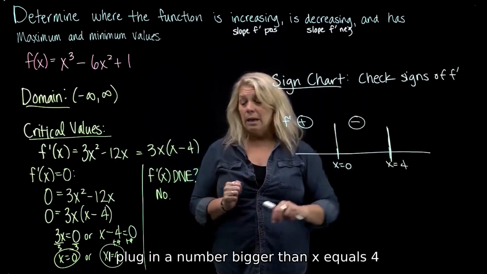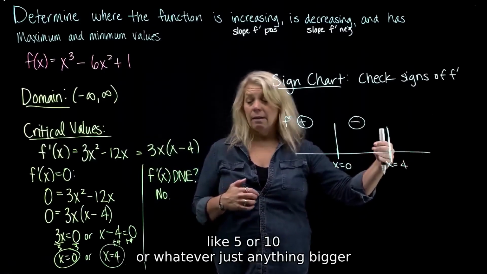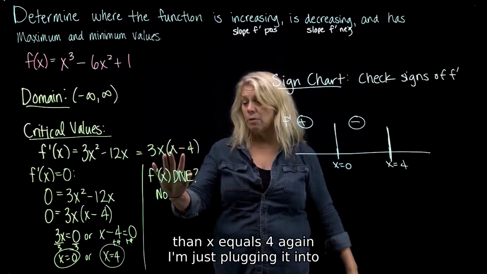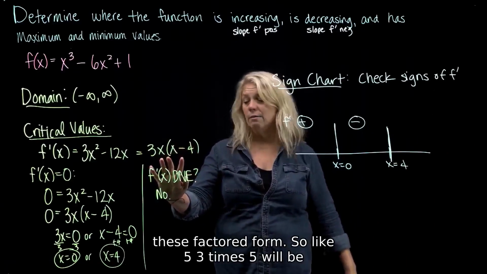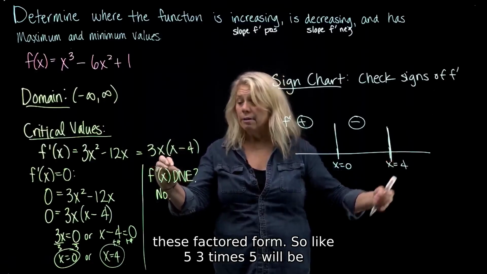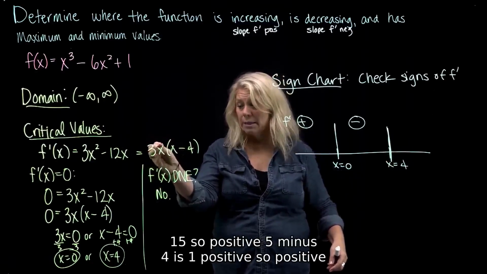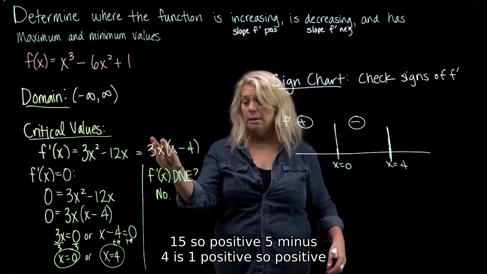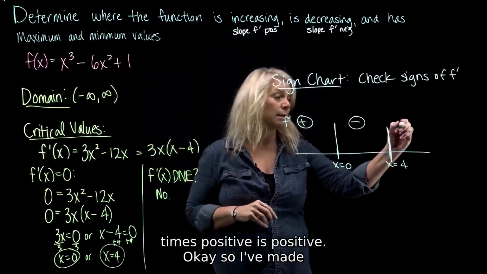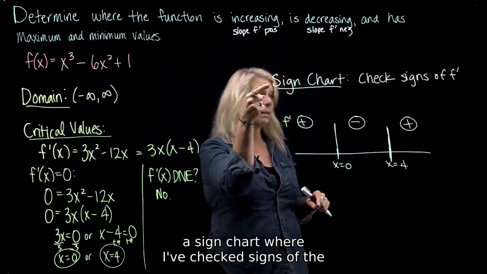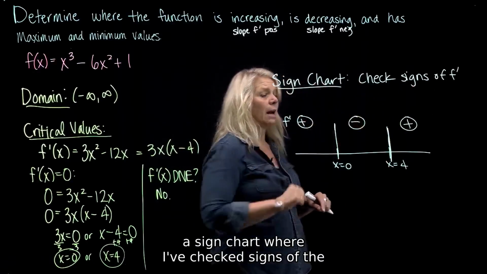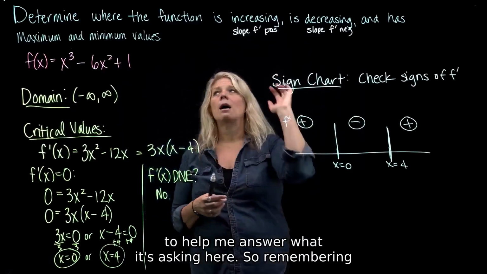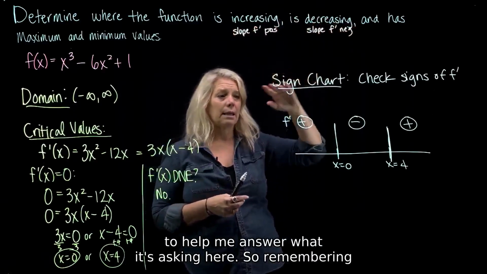And then when I plug in a number bigger than x equals 4, like 5 or 10 or whatever, just anything bigger than x equals 4, again, I'm just plugging it into this factored form. So like 5, 3 times 5 will be 15, so positive. 5 minus 4 is 1, positive. So positive times positive is positive. Okay, so I've made a sign chart where I've checked signs of the first derivative. But then I want to use that to help me answer what it's asking here.